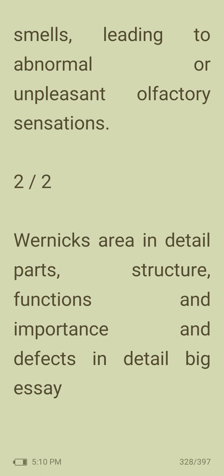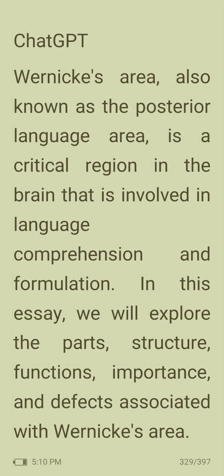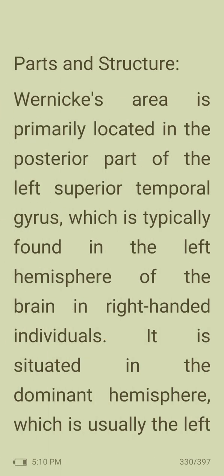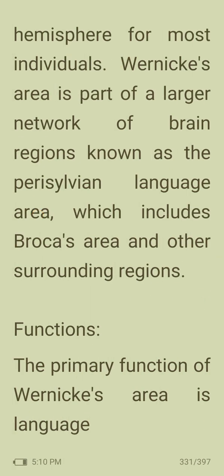Then next topic, Wernicke's area. Wernicke's area, also known as the posterior language area, is a critical region in the brain that is involved in language comprehension and formulation. Parts and structure. Wernicke's area is primarily located in the posterior part of the left superior temporal gyrus, which is typically found in the left hemisphere of the brain in right-handed individuals. It is situated in the dominant hemisphere, which is usually the left hemisphere for most individuals.